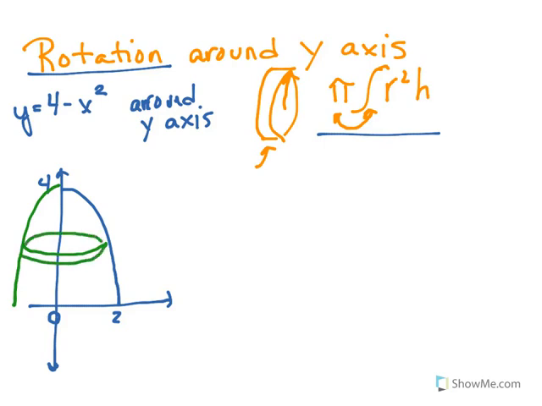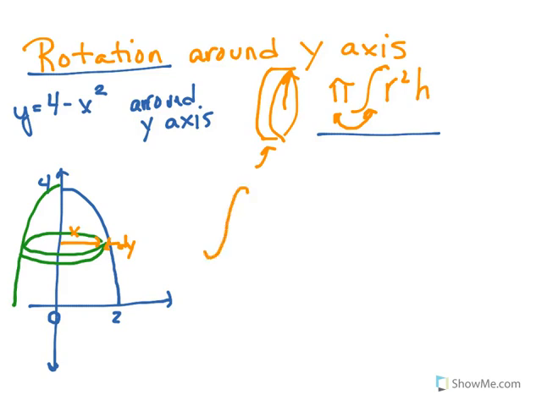Not a bad slice, not the world's greatest slice, but which direction did I slice? I sliced in the y direction, so I got little bits of y. And then there's my radius. If my little bits are dy, I know my radius is going to be x. They're always going to be opposite of each other. And I can set up my integral.